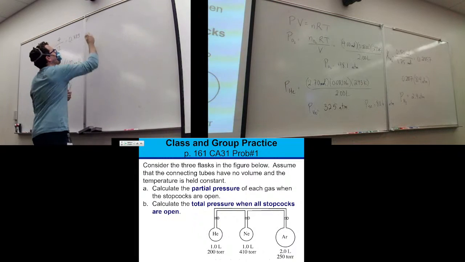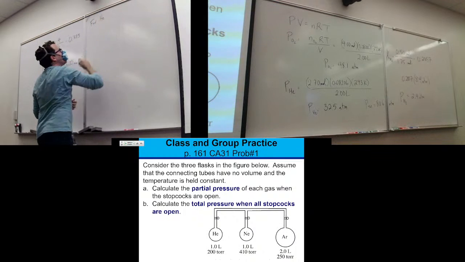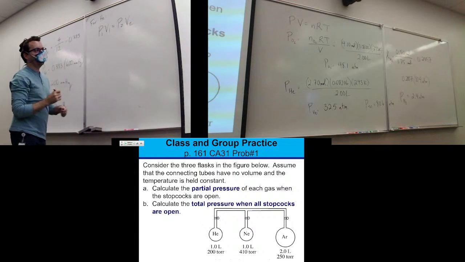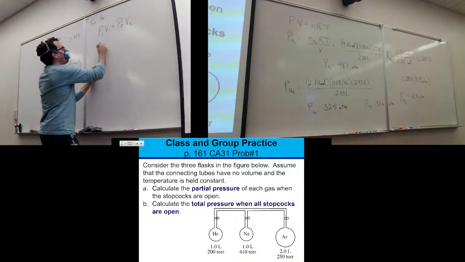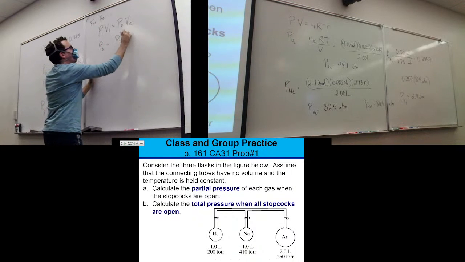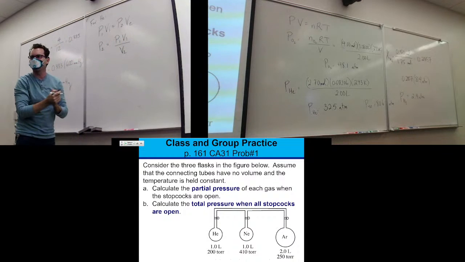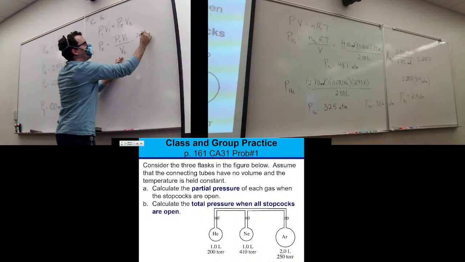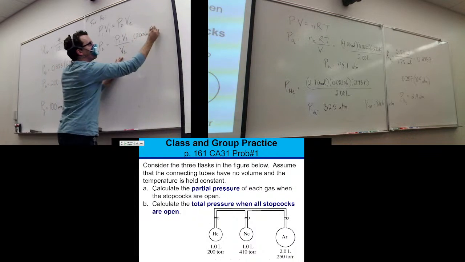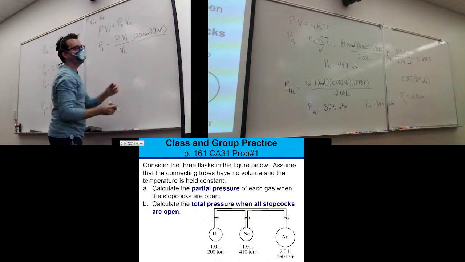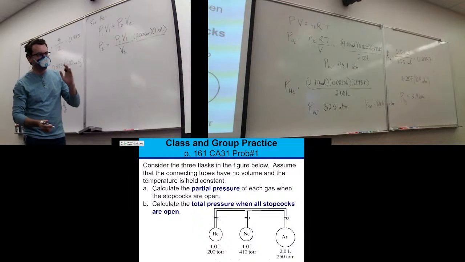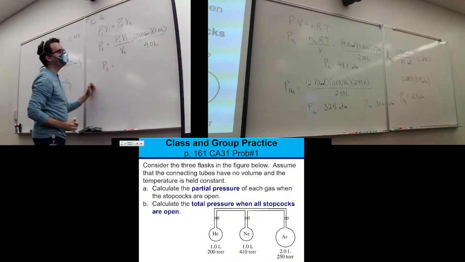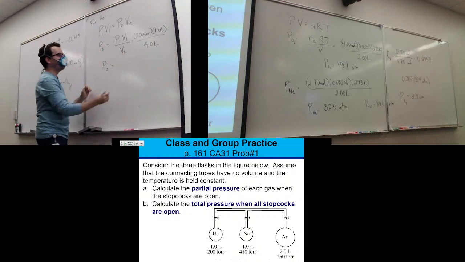So for helium, P1 V1 is equal to P2 V2. That's Boyle's law. And we care about the new pressure, so let's solve for that. P2 is P1 V1 over V2. Divide both sides by V2 to move it over. The original pressure was 200 torr. The original volume was 1 liter. The new volume is the sum of all of the containers, 4 liters. And so what is the new pressure? 200 times 1 divided by 4 is 50 torr.